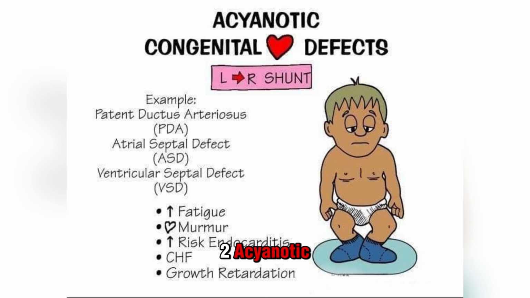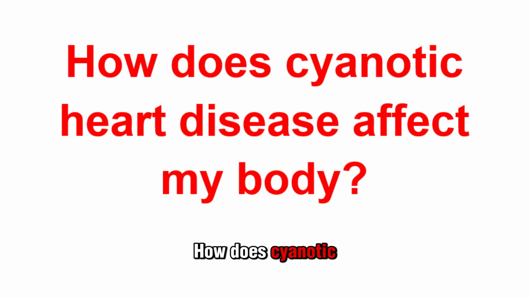2. Acyanotic congenital heart disease. Acyanotic congenital heart disease involves defects that don't interfere with the amount of oxygen delivered to the rest of your body. How does cyanotic heart disease affect my body?